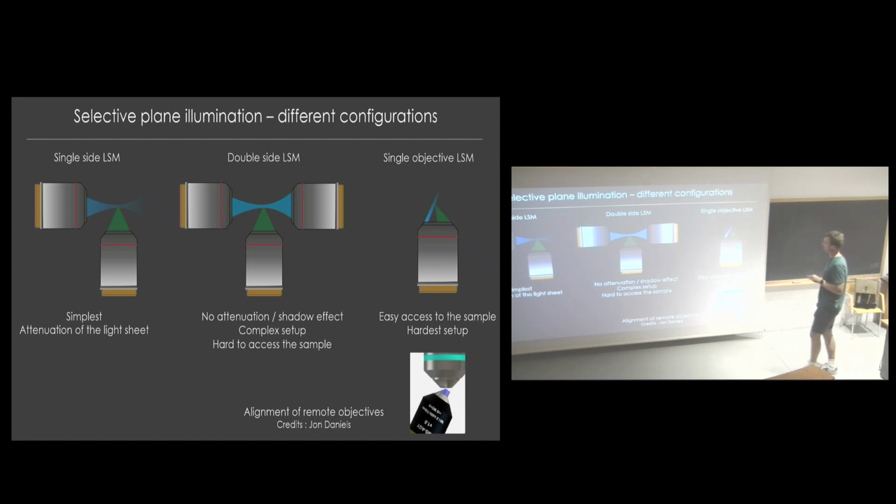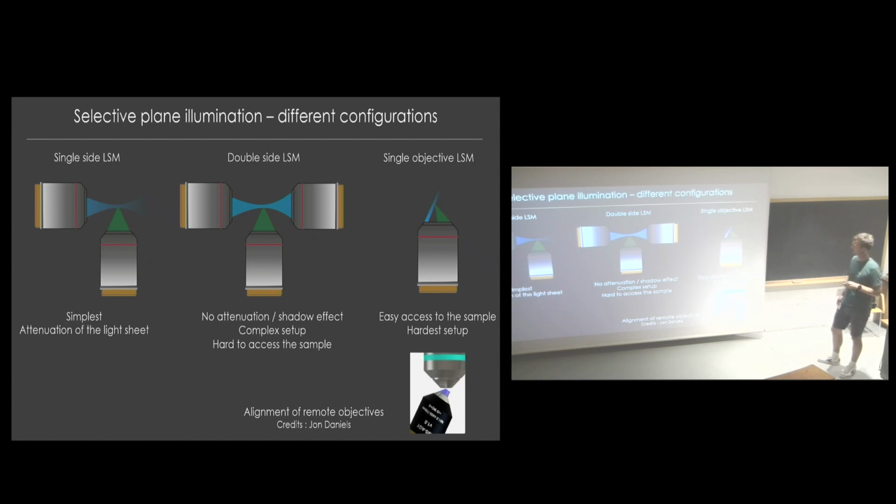So here you use only one objective to both produce a light sheet and detect the fluorescence. Here you produce a tilted light sheet by basically having some incoming light with an angle, and you collect light from this light sheet. So here you don't have any problem to access your sample. So you can have samples, you can have embryos.